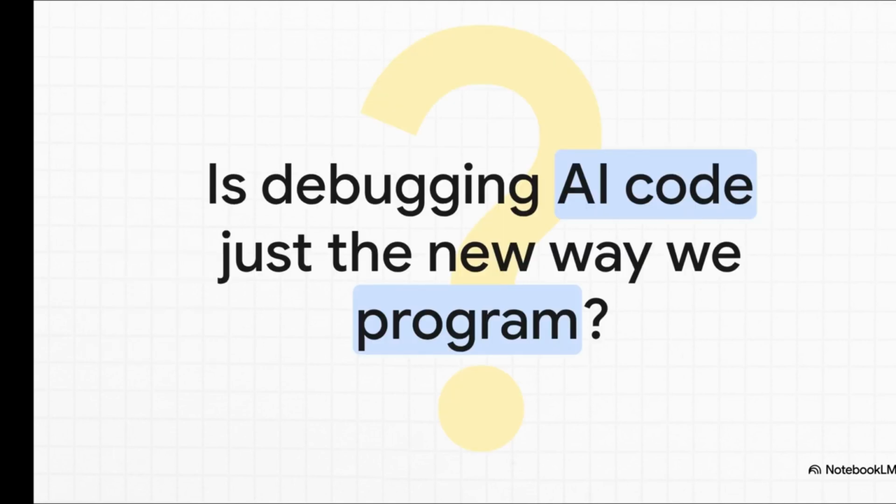I want to leave you with this final, somewhat provocative thought. Is debugging AI code just the new way we program? I mean, as developers, we are spending less and less time writing raw syntax and far more time engineering context, architecting solutions, and managing AI output. It's a fundamental shift in what it actually means to be a creator in tech today. Mastering this error-forward process isn't just about fixing bugs today. It's about future-proofing your entire career for tomorrow.